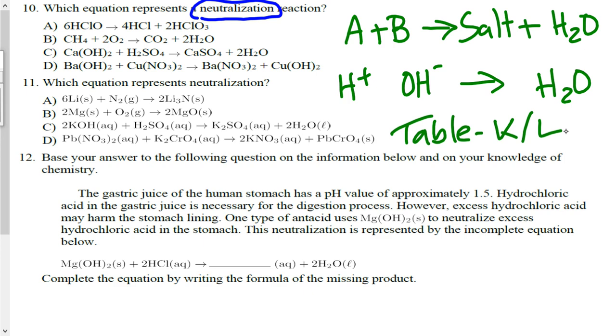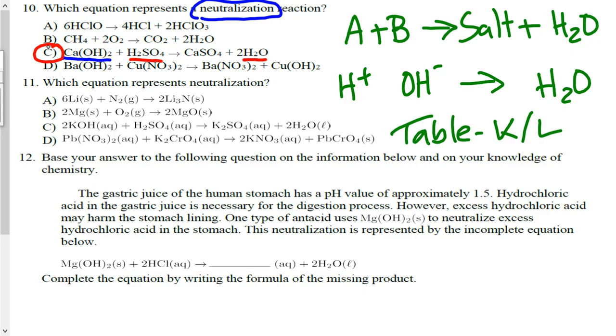Now, if you look at your reference table, calcium hydroxide, you can find it in reference table L, and then H2SO4, sulfuric acid, you can find it in reference table K. Together, they form water and salt, and therefore option C is the best possible answer.